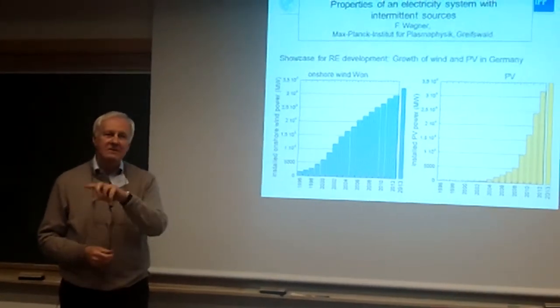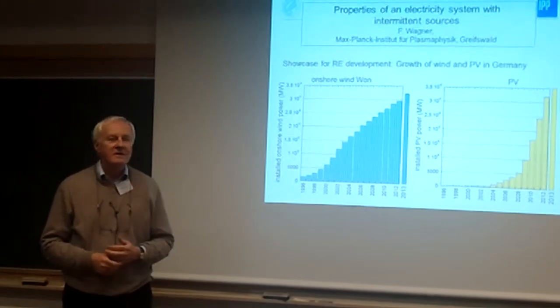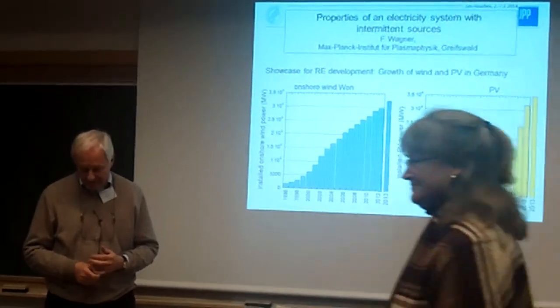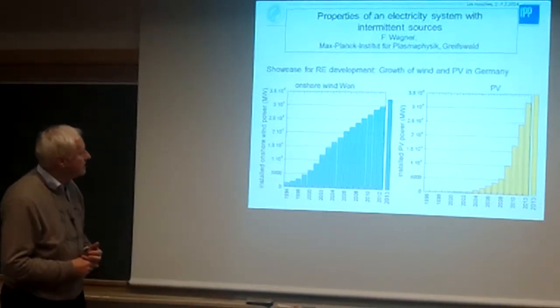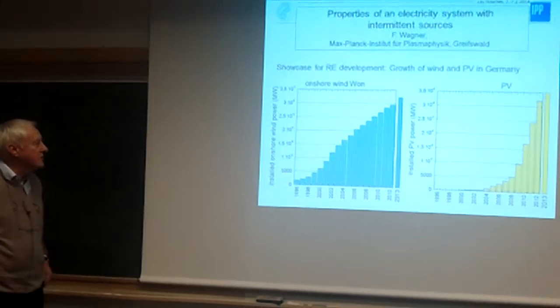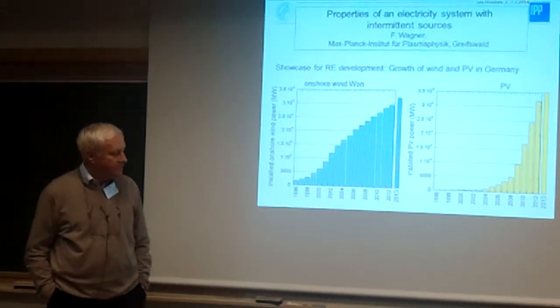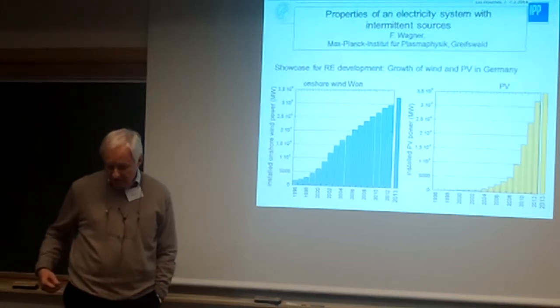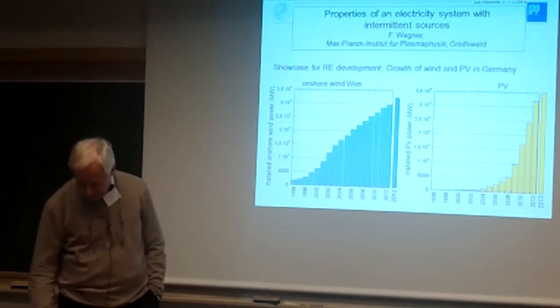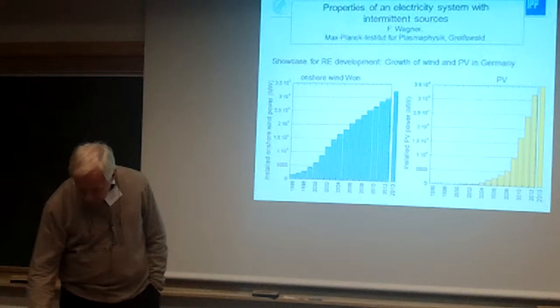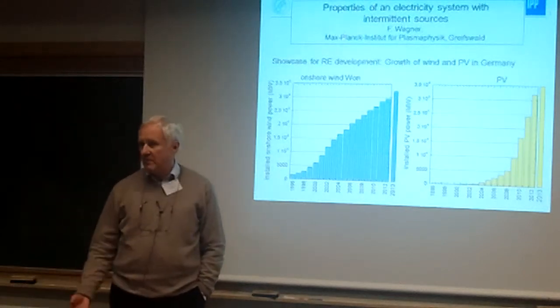The topic is properties of an electricity system, so I will only talk about electricity, nothing else. And my story goes around the Energiewende of Germany. What you see in blue is the development of the installed onshore wind power in Germany from 1996 to now, 2013. And on the right side, you see the same diagram now for photovoltaic. That's peak power. This is installed power.